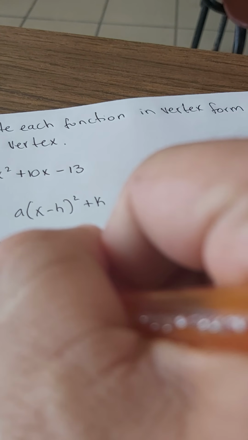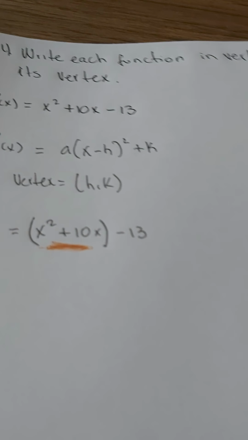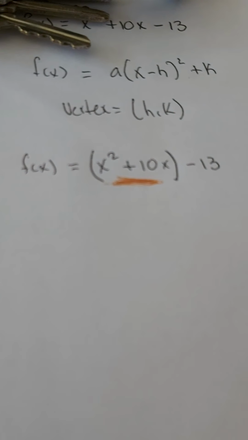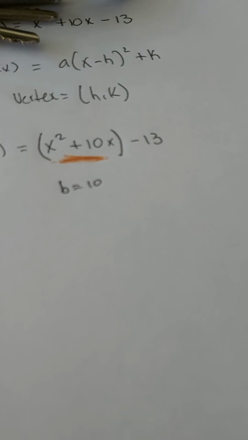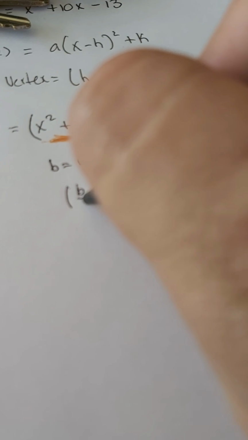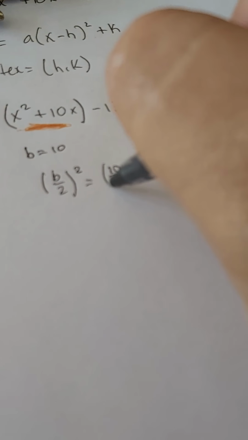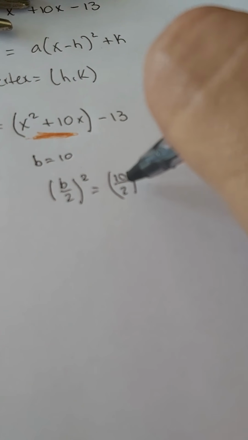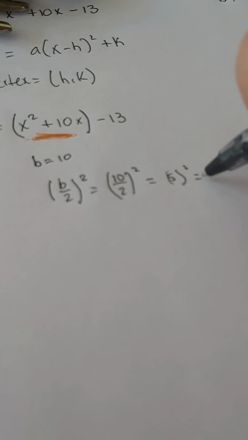Okay, now we're going to complete the square. In this case, b equals 10. To complete the square, we have to find half of b, squared. Half of 10 is 5, and 5 squared is 25.